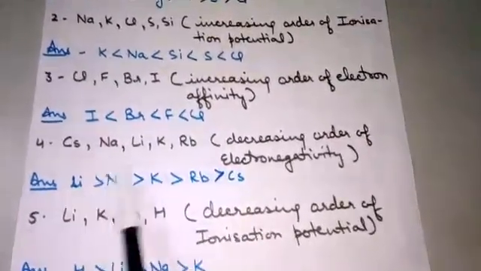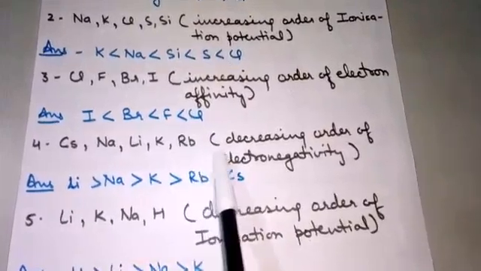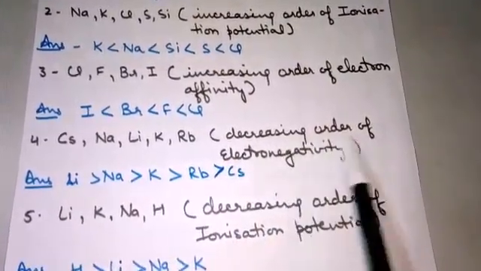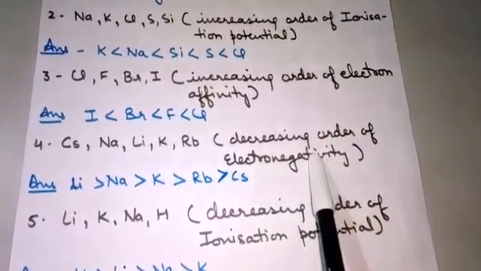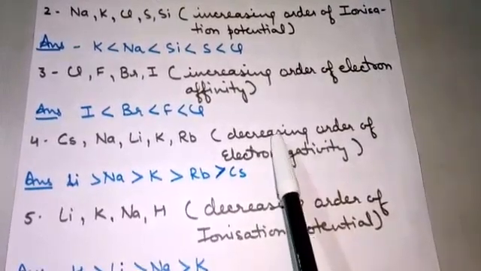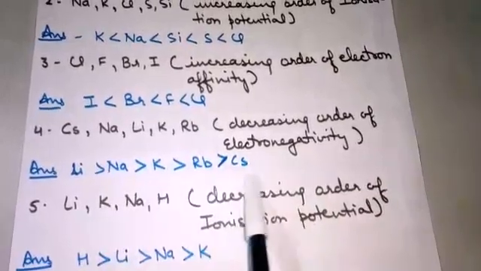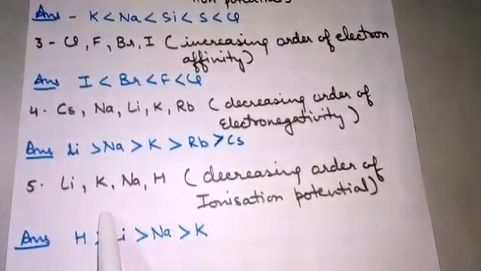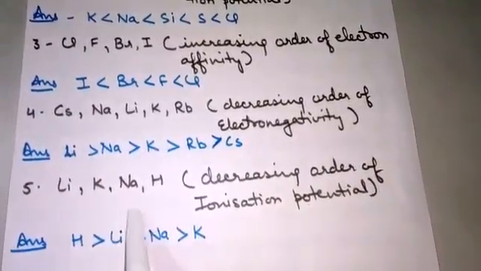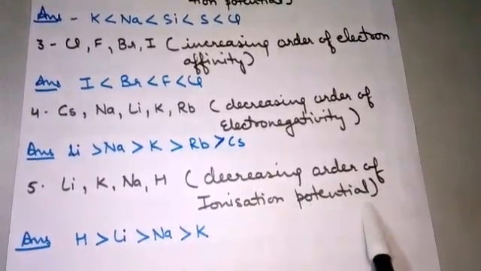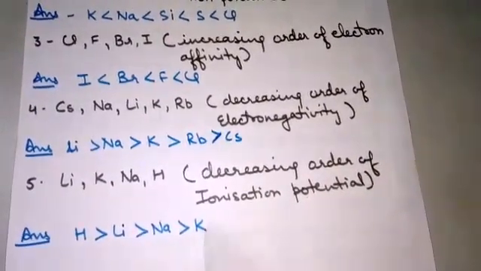Now next, these is also the elements of a group, and you have to arrange it in the decreasing order of electronegativity. So in group also electronegativity decreasing. So here's the answer. And this fifth one, you have to arrange these elements in decreasing order of the ionization potential, and here is the answer.